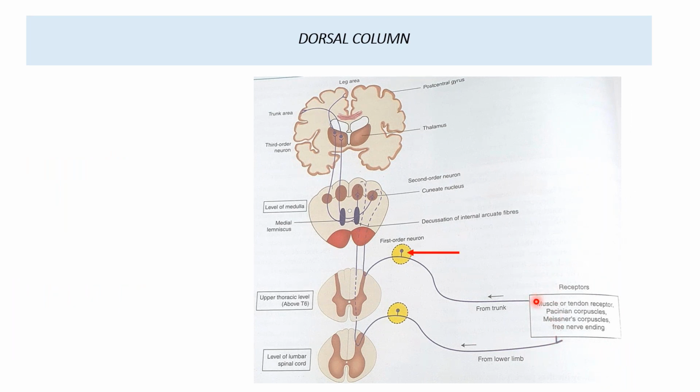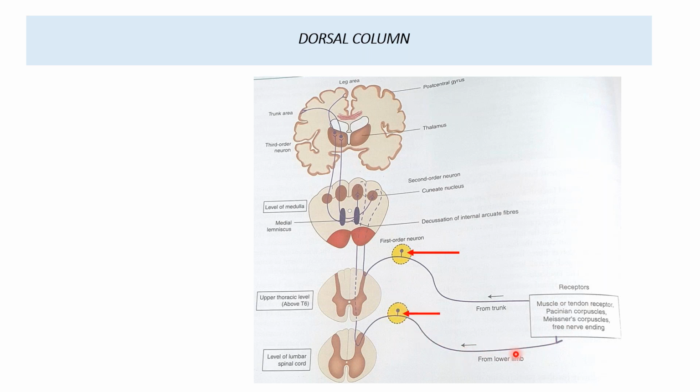Suppose this is from the lower limb, so this is the lower fibers, the sacral and the lumbar fibers. This is the trunk level. Suppose this is the upper limb and the head and neck, so the thoracic or cervical fibers. The sensations coming from the lower limb start from the receptor and will be received by the first order neuron. This is the first order neuron, and this is its peripheral process. So the sensation will be received by the peripheral process of this first order neuron.